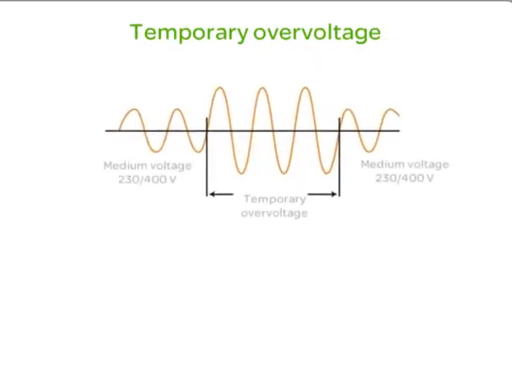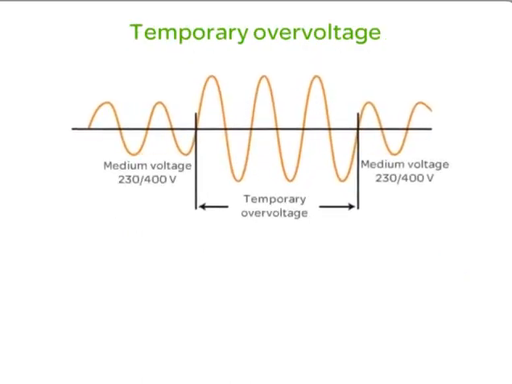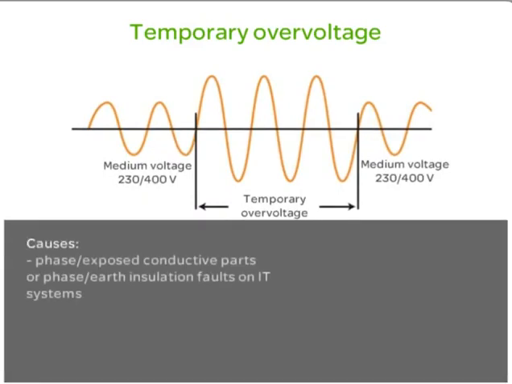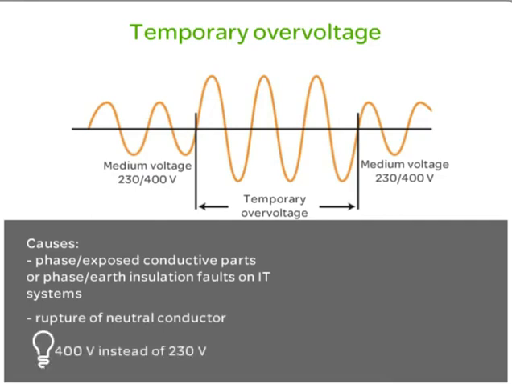Temporary overvoltage occurs when there is a rise in network voltage at power frequency, which can last up to several seconds. It can be caused by phase or exposed conductive parts, or phase or earth insulation faults on isolated neutral systems, or rupture of the neutral conductor. When this happens, single-phase equipment is supplied with 400 volts instead of 230. The amplitude could be up to 1.7 times the nominal phase-to-neutral voltage.